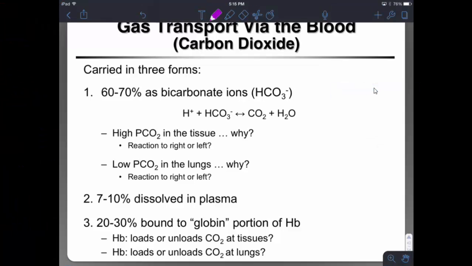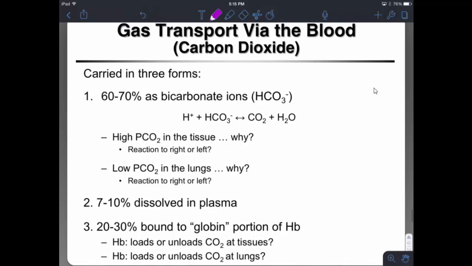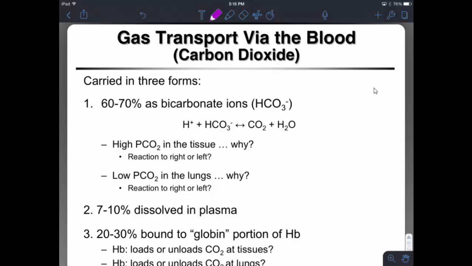Now that we've talked about oxygen transport, CO2 transport is going to be pretty easy because it's very similar. So you get the general idea. Carbon dioxide transport in the blood is carried in three forms.